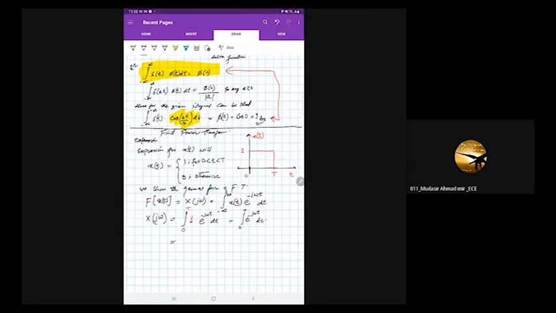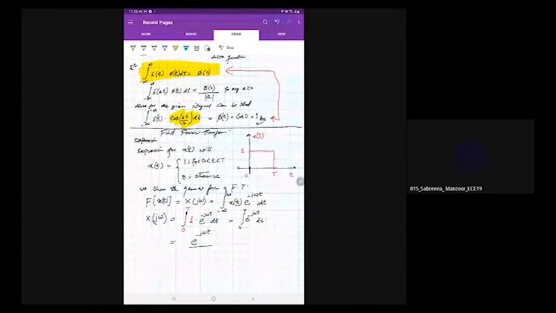Yes, sir, roll number 15. E raised to power minus j omega t divided by minus j omega. Very good. Then you have limits here, 0 and t.